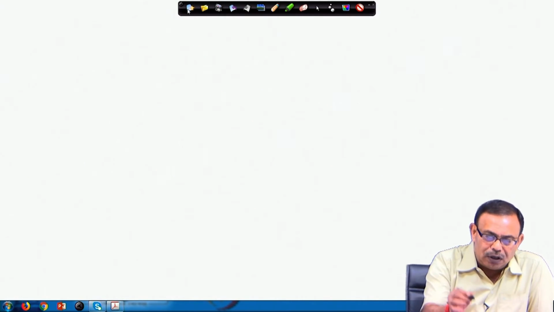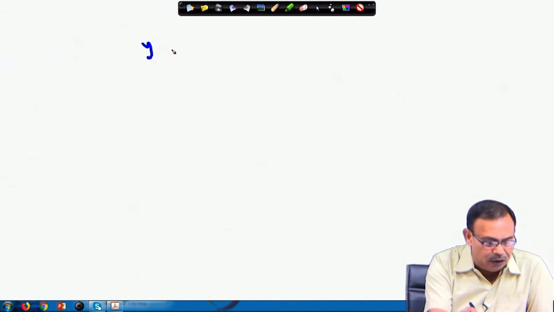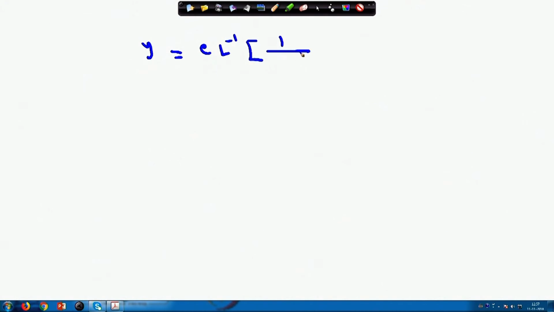From here now I can write y equals c into Laplace inverse of 1 by s minus 2, and I know the function whose Laplace transform is this. That is e power 2 t. Laplace transform of e power 2 t is 1 by s minus 2.